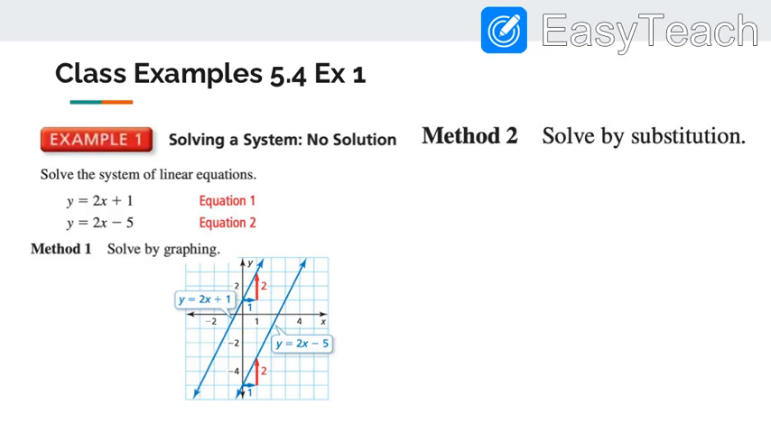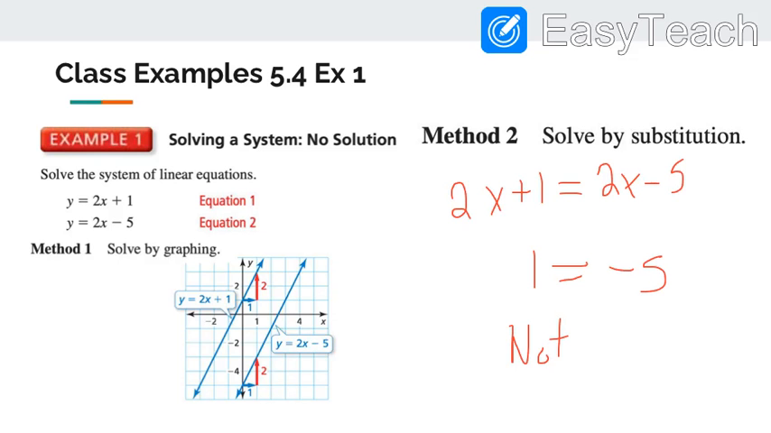If we want to solve it by substitution, we know that they're both equal to y, so we can write the equation now as 2x plus 1 is equal to 2x minus 5. There's 2x on both sides, so when we subtract that out, we're going to be left with 1 equals -5. This is not true, so therefore there's no solutions.